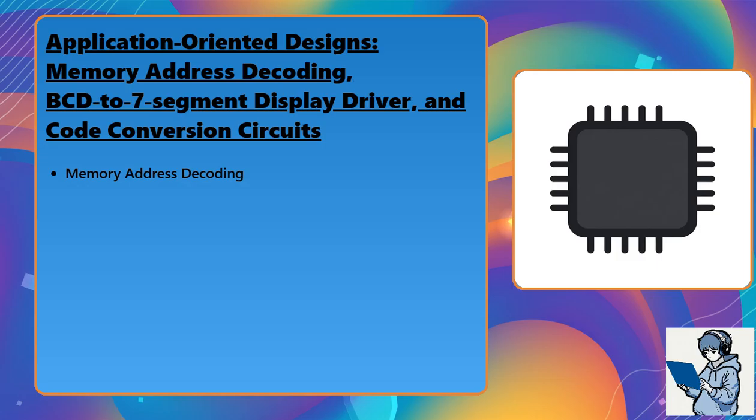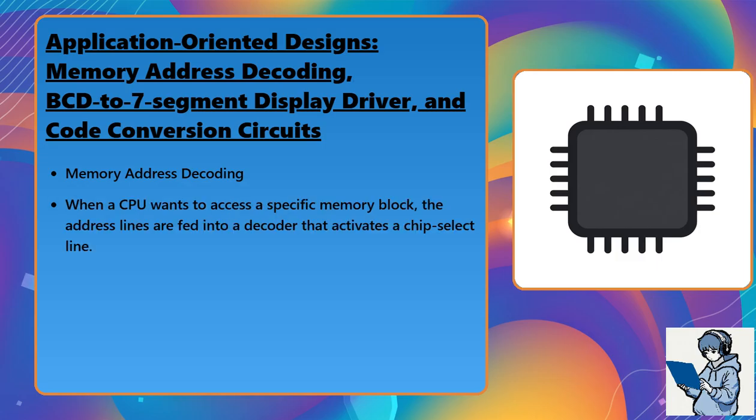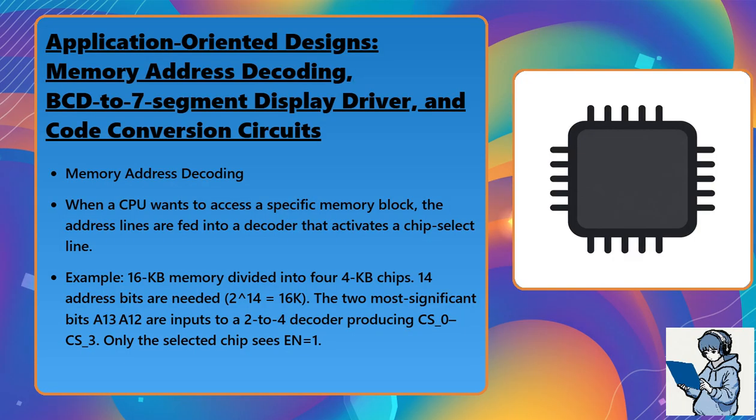Memory address decoding. When a CPU wants to access a specific memory block, the address lines are fed into a decoder that activates a chip select line. Example: 16 kilobyte memory divided into four 4 kilobyte chips. 14 address bits are needed. 2 to the power of 14 equals 16 kilobytes.